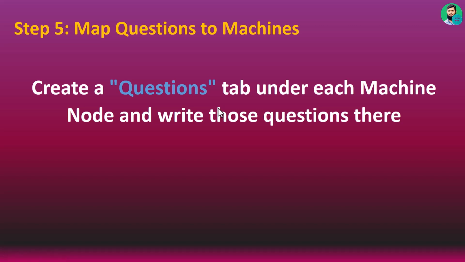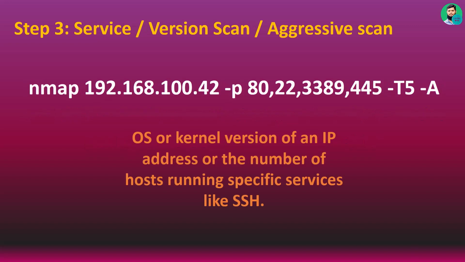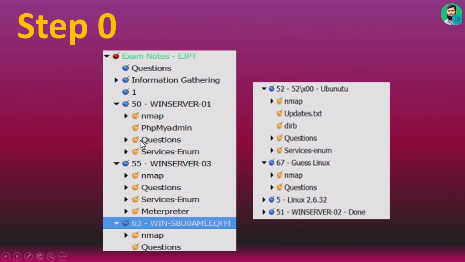Step 5. In this step, try to map each question out of 35 questions to the machine it is related to. Create a questions tab under each machine node and write those questions there. This will help you stay focused on what you need to find in each specific machine.